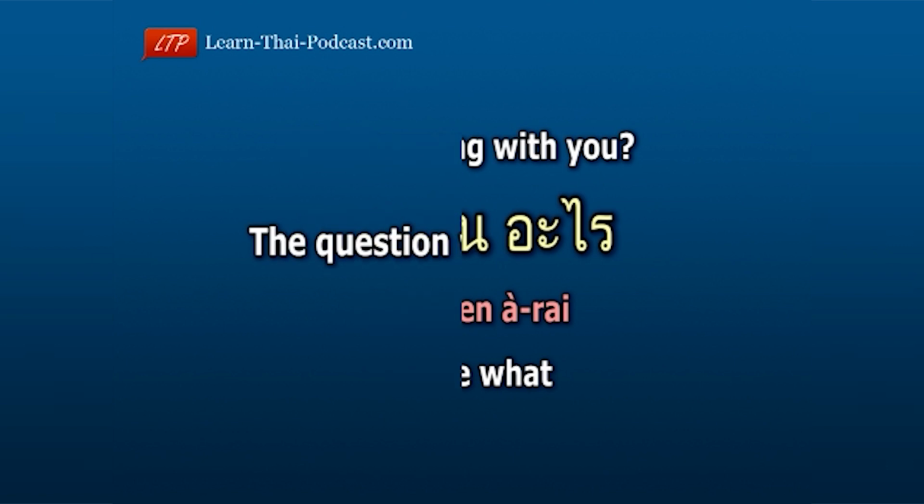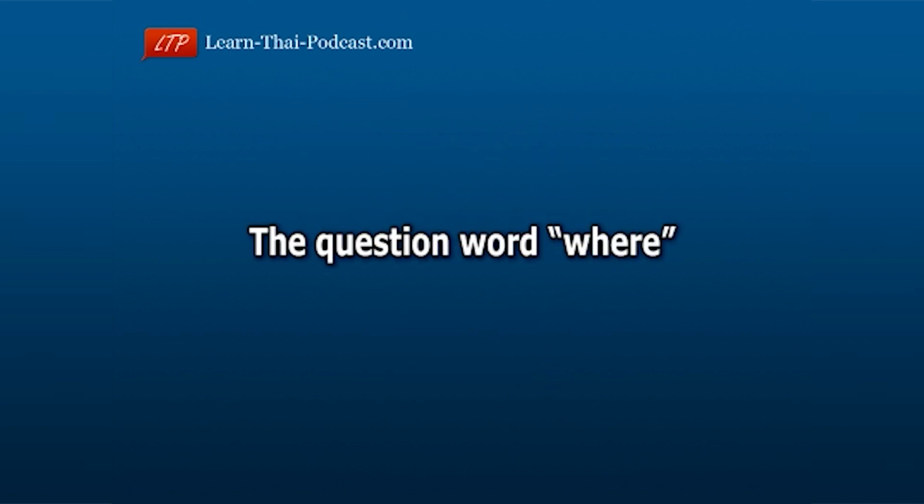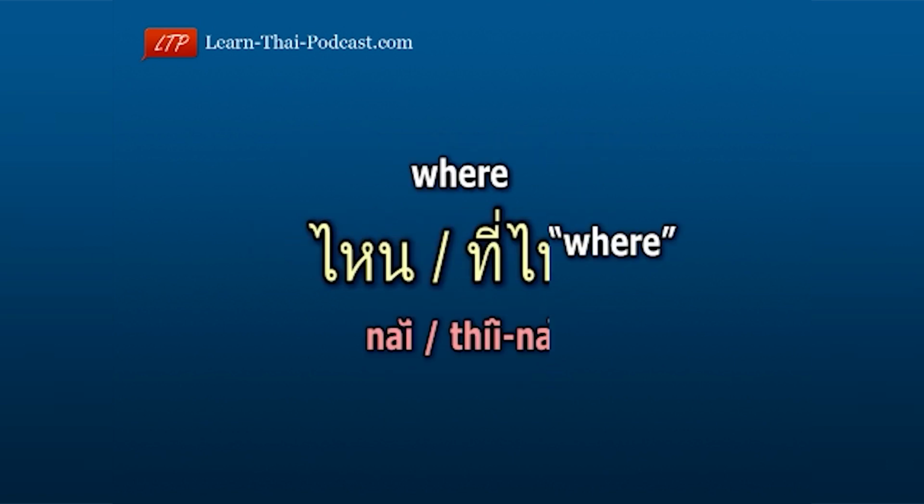Let's move on to the question word where. The words ไหน or ที่ไหน both mean where. They're usually placed at the end of a sentence. Here's some examples.